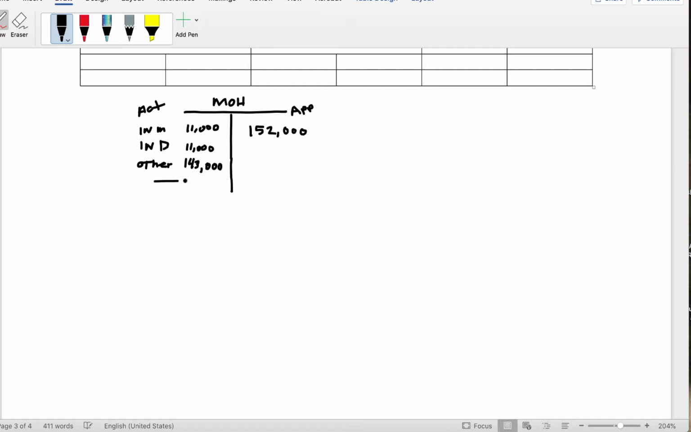I'm going to put a line here. We have $152,000 on the credit side, what we applied. On the other side, how much do we have? Well, we have that 143 plus the 11,000 plus the other 11,000, which gives me 165,000.